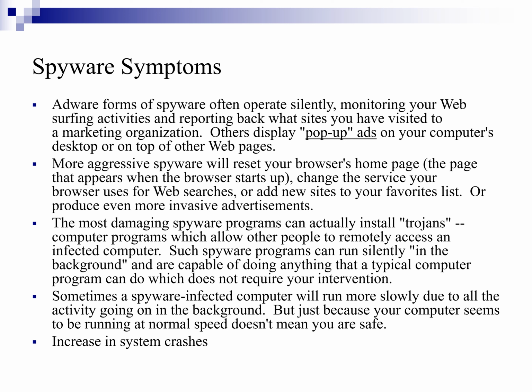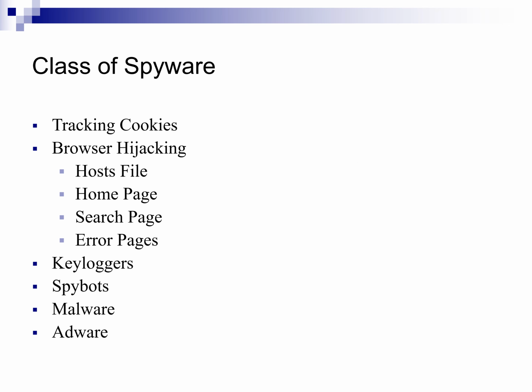Sometimes a spyware infected computer will run more slowly due to all the activity going on in the background. But just because your computer seems to be running at normal speed doesn't mean you are safe. Another sign is an increase in system crashes. The classes of spyware: tracking cookies, browser hijacking, and this includes host files, home page, search page, and error pages, and keyloggers, spybots, malware, and adware.